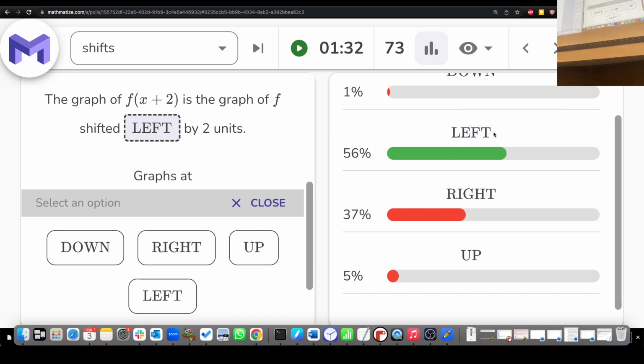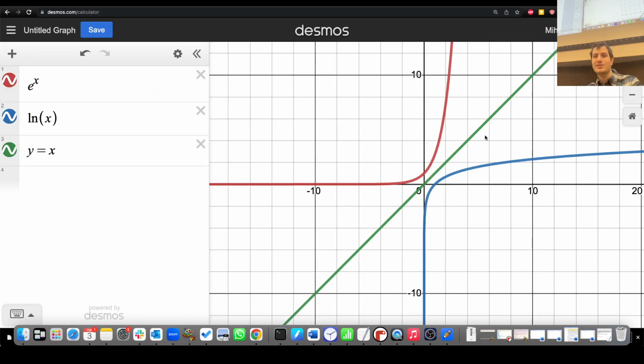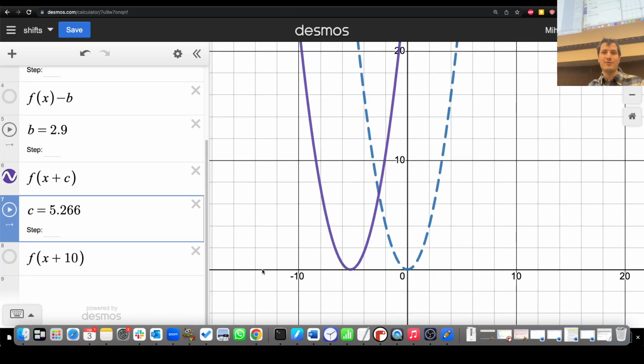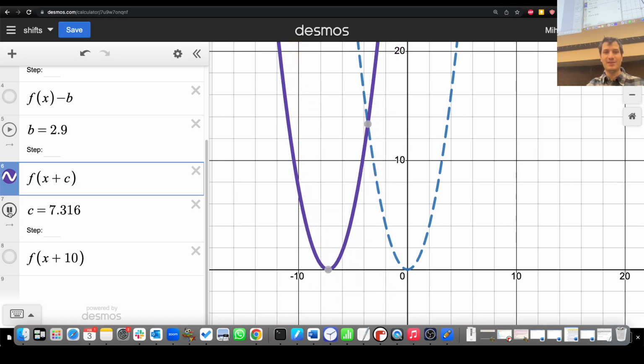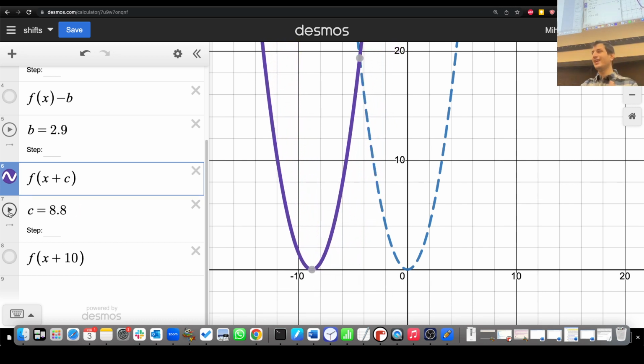Probably if you got it right, you remember from high school, it's this counterintuitive fact that if you're doing stuff inside the function, it kind of does the opposite of what you would think. So adding is plus on the y-axis, but when you add inside here, it moves it towards the negative numbers, right? So even though c is 5.22, here I'm at negative 5.22. And if you keep going, if c becomes 10, then we're at x equals negative 10. It does the opposite of what you would think.